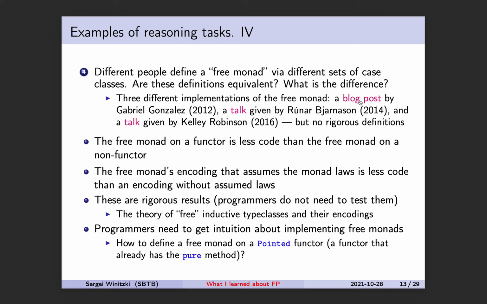Final example is with the free monad. There are three different talks that I found that explain the free monad, and neither of them have a rigorous definition of what the free monad is, and they have three different implementations, the different case classes, and so that's confusing. So why are they different? Are they equivalent or not? And is one of them not really the free monad, or what?